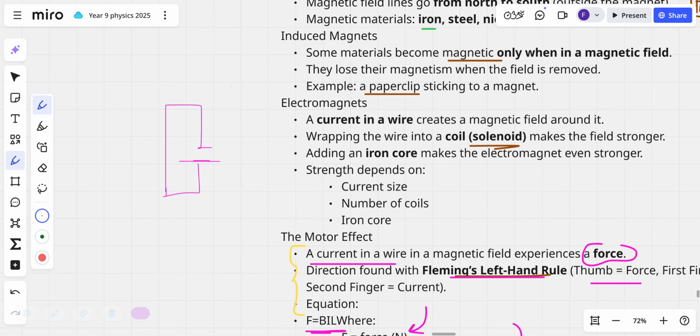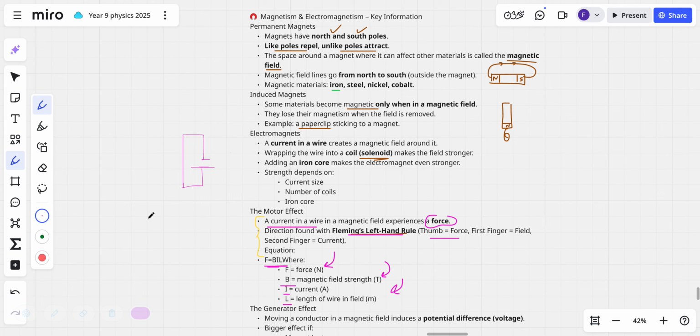Now, how do I make this stronger? One way is to take that wire and coil it. It's still a wire, I've just changed it into a coil. Being science, we give it a really crazy name: we call it a solenoid. By putting coils in your wire, you make that magnetic field stronger.